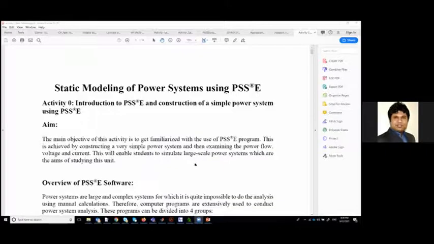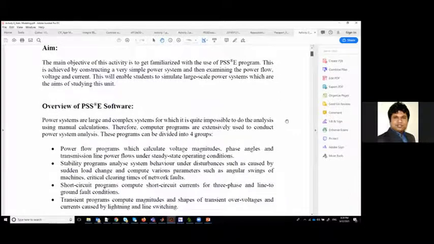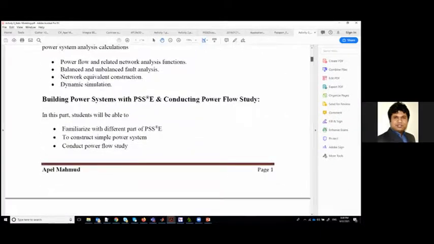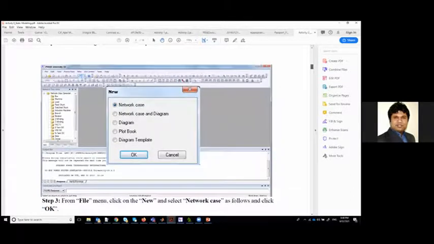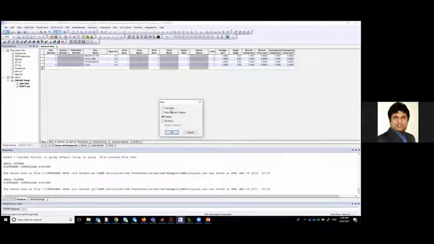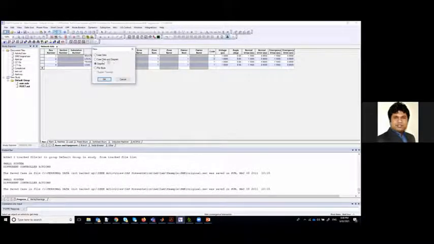In the software, let me share the screen. I'll first show you activity 0. In the beginning, I just provided some overview of the software. If you install the software and open it, I have already opened it here. When you open it, it shows these options: case data and diagram. That means you can use diagram or case data. I'm going to show you case data, or network data. Sometimes I use the previous version that shows network data. Let's start with a new file.